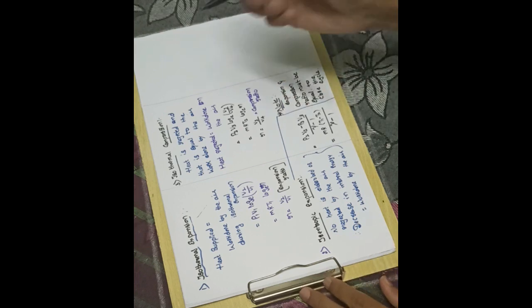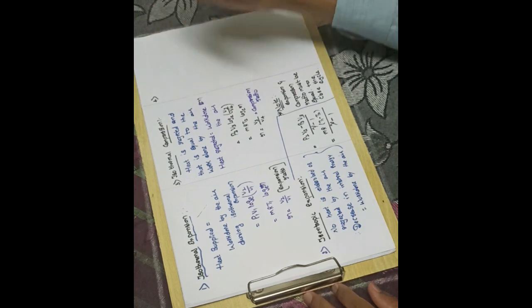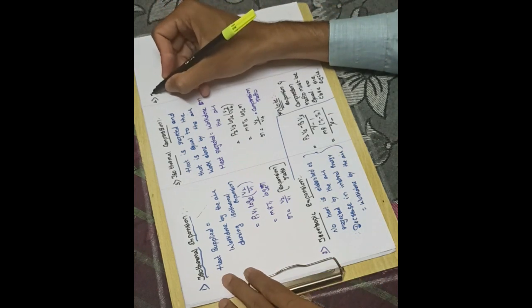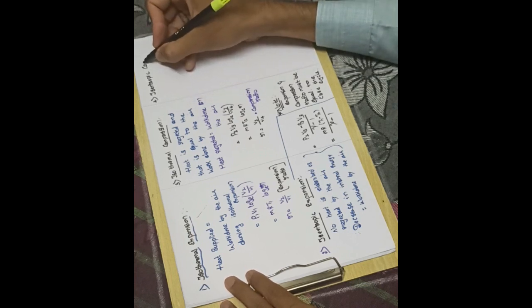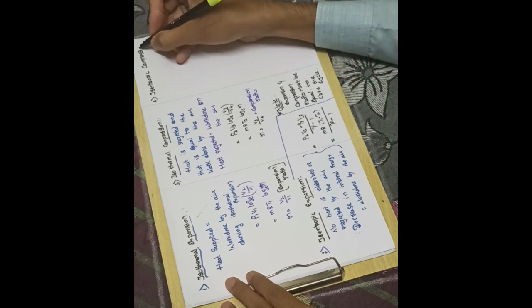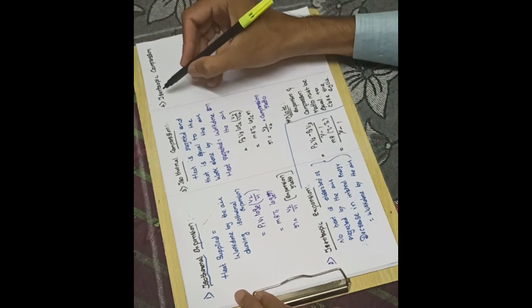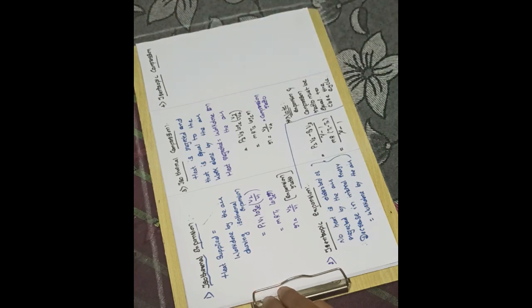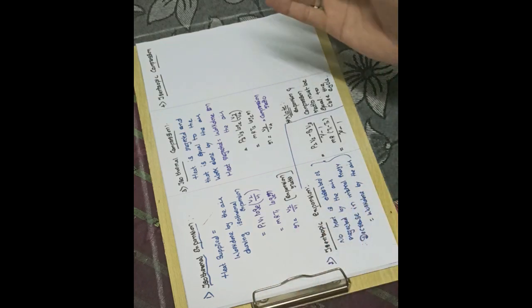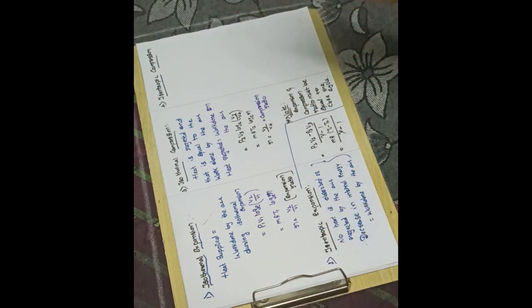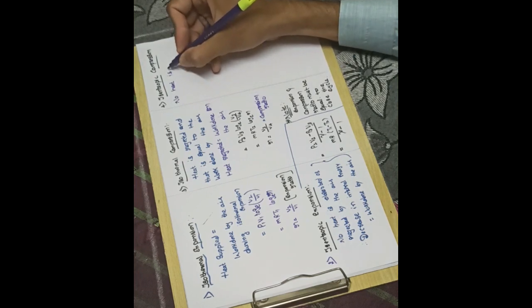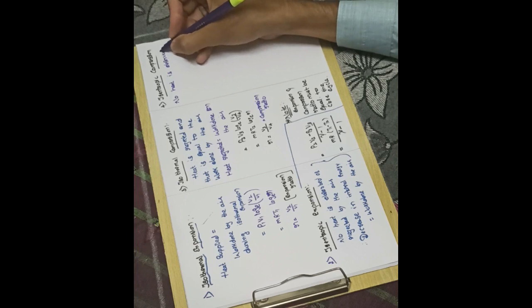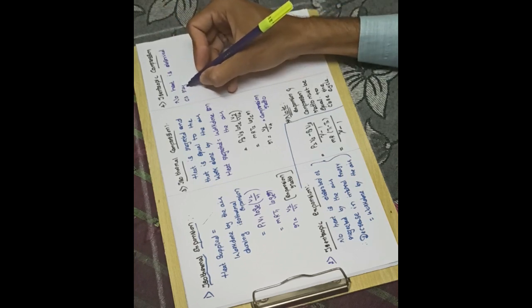And the last process, the fourth process, is isentropic compression. In the isentropic compression, what happens is an increase in internal energy. There will be no heat absorbed or rejected.